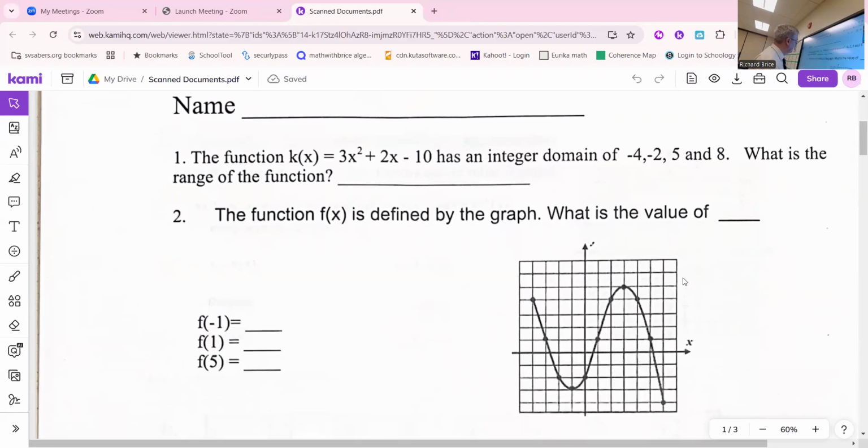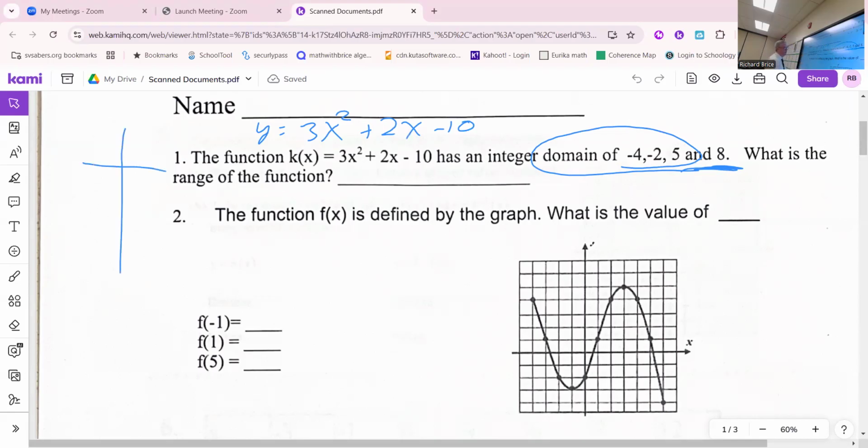So the function k of x equals 3x squared plus 2x minus 10. And we want to know the values using those numbers. Don't forget the 8. The easiest way to do it is to type it into the y equals on your calculator. And we have 3x squared plus 2x minus 10 in the y equals. And then we look at the table. I only care about -4, -2, 5, and 8. Those are the x. These are the y's.